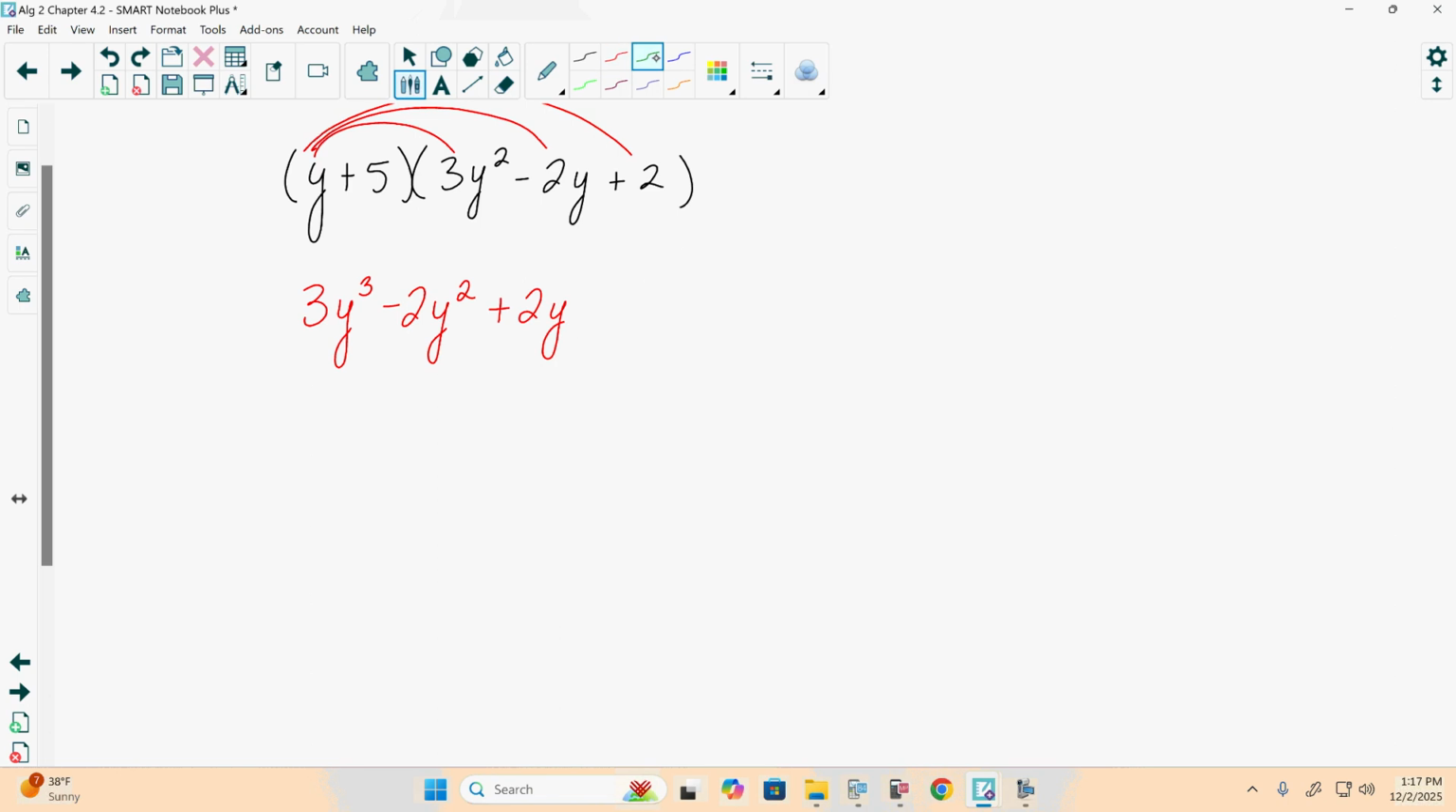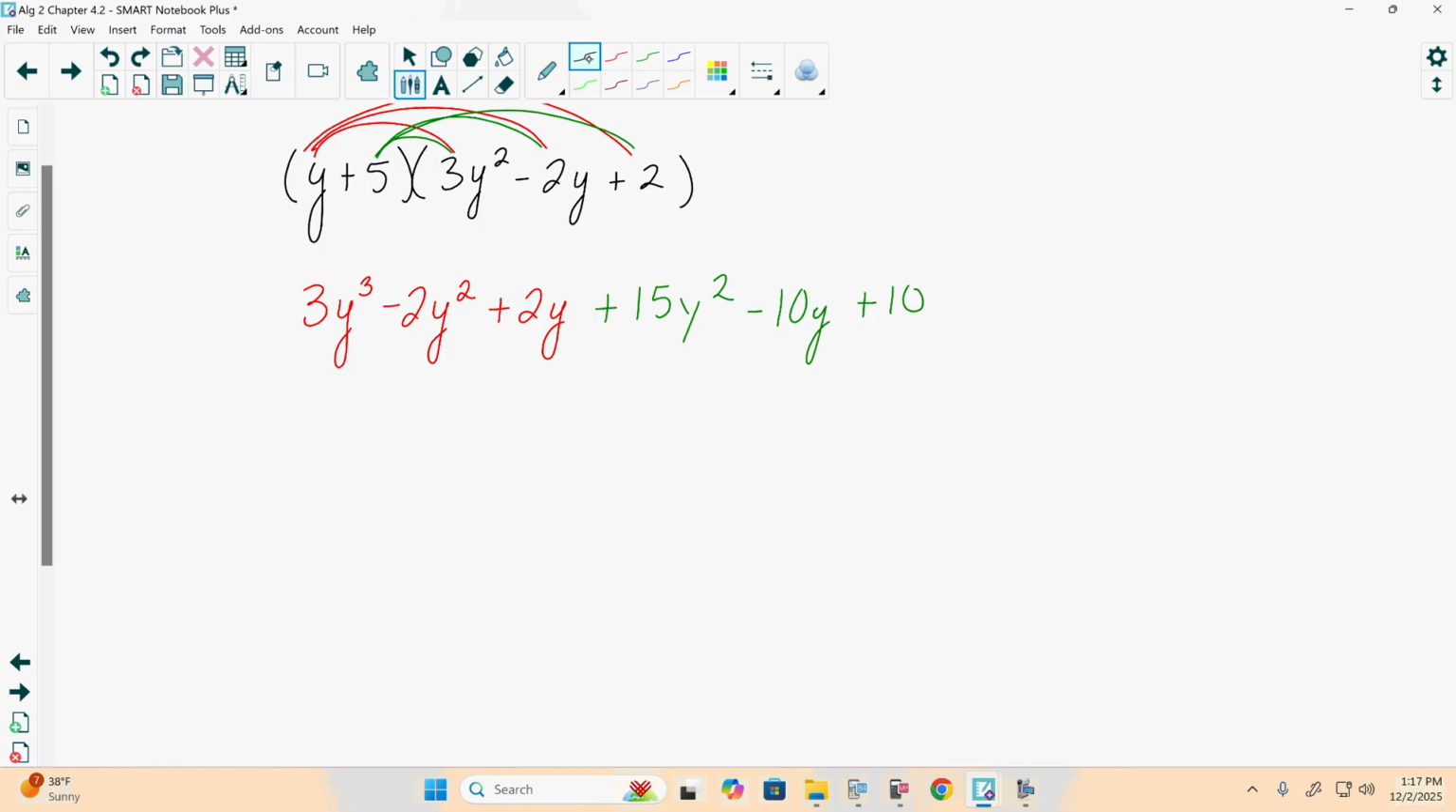Then we're going to multiply through by 5. 5 times 3y squared is going to be plus 15y squared. 5 times negative 2y is going to be negative 10y. And lastly, 5 times 2 is going to be plus 10.